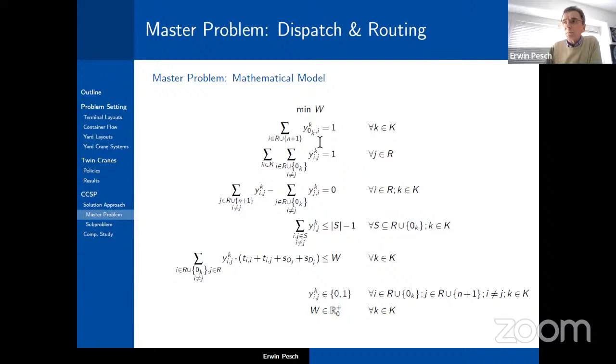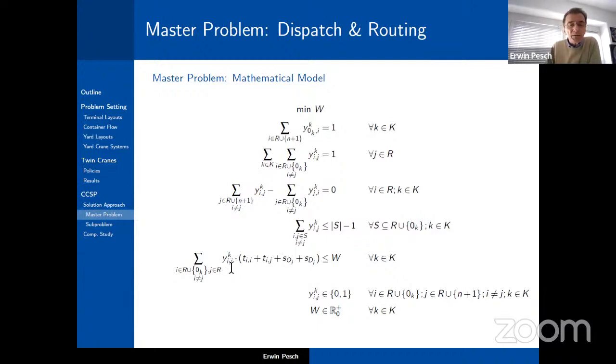We pretend that the origin location of the grains can be treated like a request. So each grain has to start at its origin location. Then this set of constraints assures that each request is treated and served. So we have flow conservation constraints with this set of constraints. Then we have subtour elimination constraints here. So we have to make sure that there is 1 tour for each grain. And finally, this is the definition of the makespan.